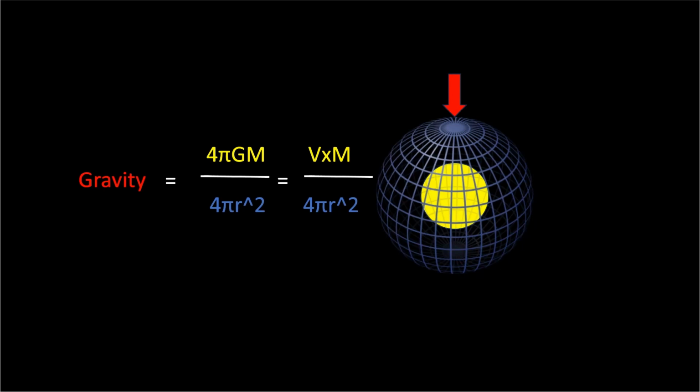So if we have 4 pi and the gravitational constant, these are all constants, and we can shorten that down to a new constant, which I've labeled Vx. So now if we want to know the force of gravity, we can take the mass and divide it by the surface area of a sphere. And that gives us the formula gravity equals Vxm divided by 4 pi radius squared.